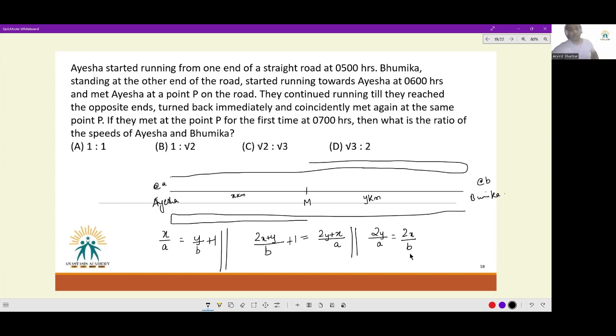Now, also understand, when I write this down, x by a: Aisha started at 5 and Bhumika started at 6 and they met for the first time at 7. So x traveled at the rate of a. I already know the time taken here. It was 2 hours. Aisha has traveled for 2 hours. Bhumika has traveled for 1 hour. So essentially what we also have is x by a is equal to 2 and y by b is equal to 1. We already have these notations of numbers available in front of us.